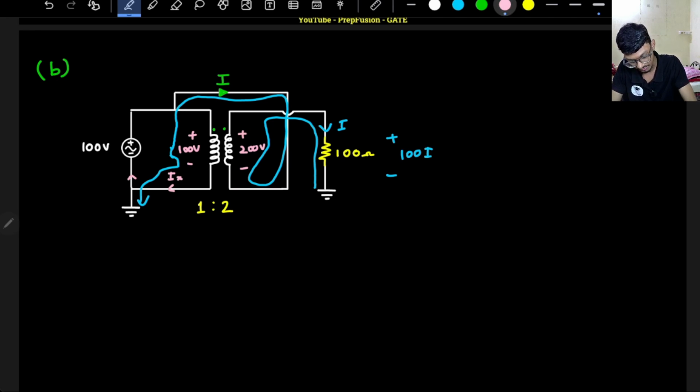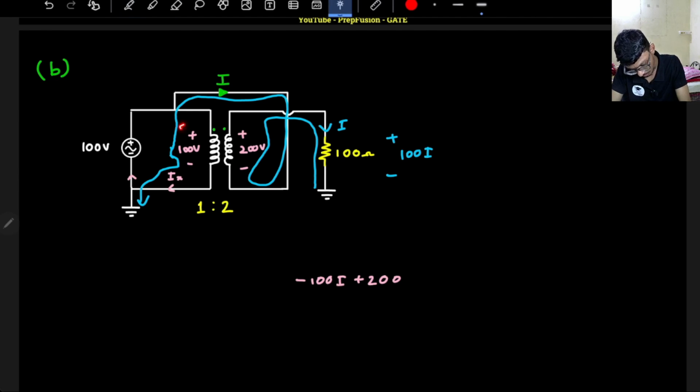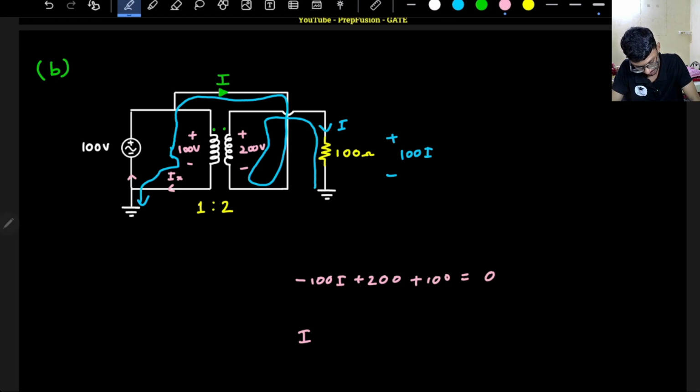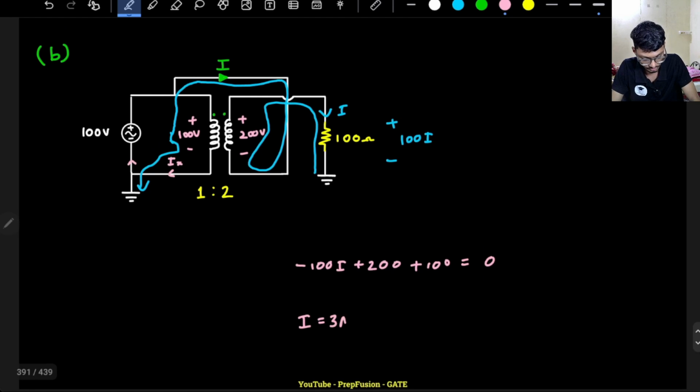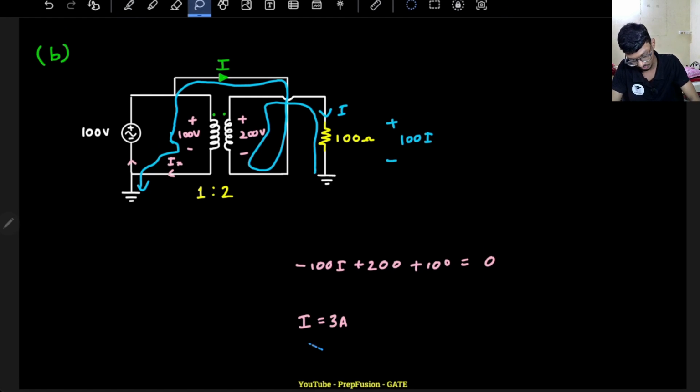Okay. So I will start from here, minus 100 I, then plus 200, then encountering positive first. So this will be plus 100 equals to 0, ground to ground KVL. So my I comes out to be 3 amperes. So in this question, the answer will be 3 amperes, that is done.